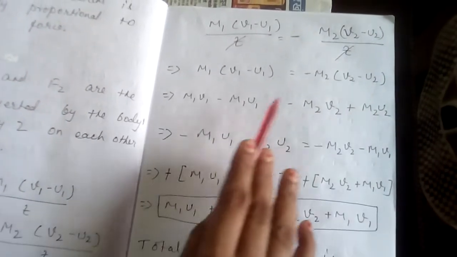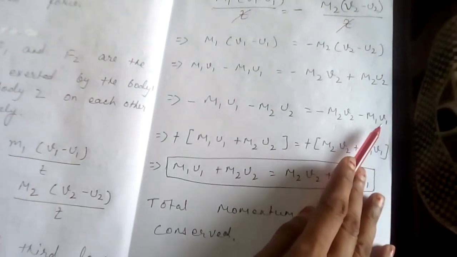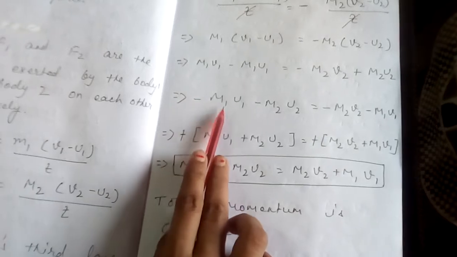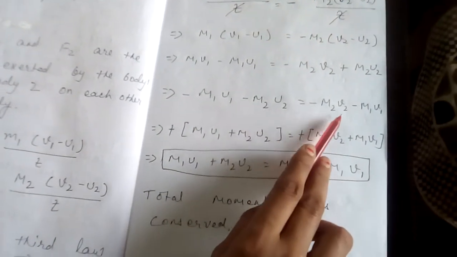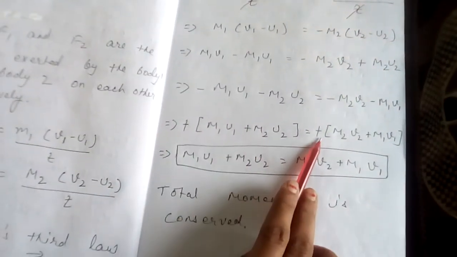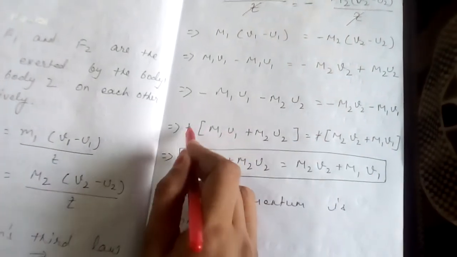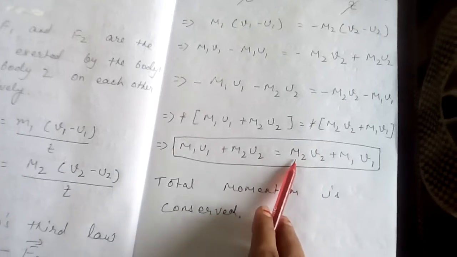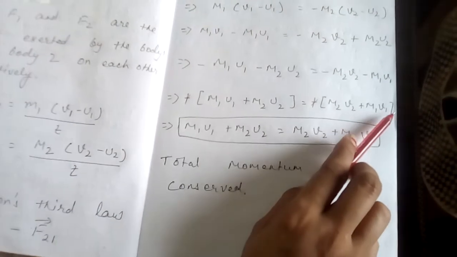Bring all the initial terms to the left side and final terms to the right side. We can write minus m1 u1 minus m2 u2 equals minus m2 v2 minus m1 v1. Minus you take as common on both sides. We cancel that minus on both sides. So we will get m1 u1 plus m2 u2 is equal to m1 v1 plus m2 v2.